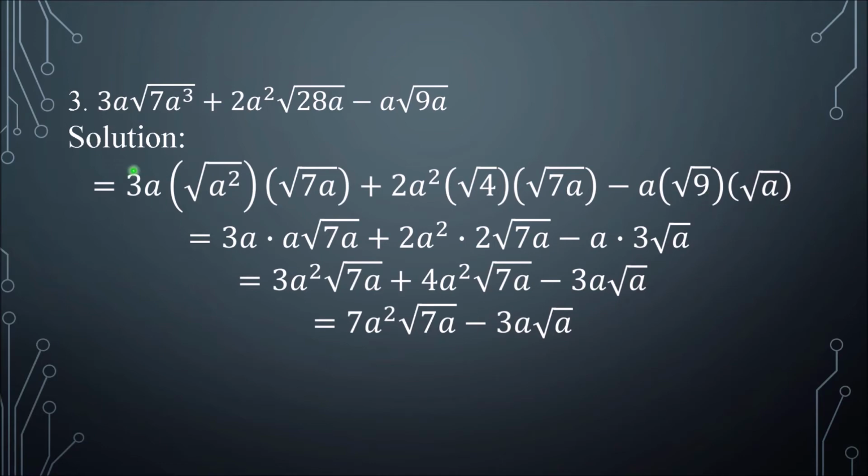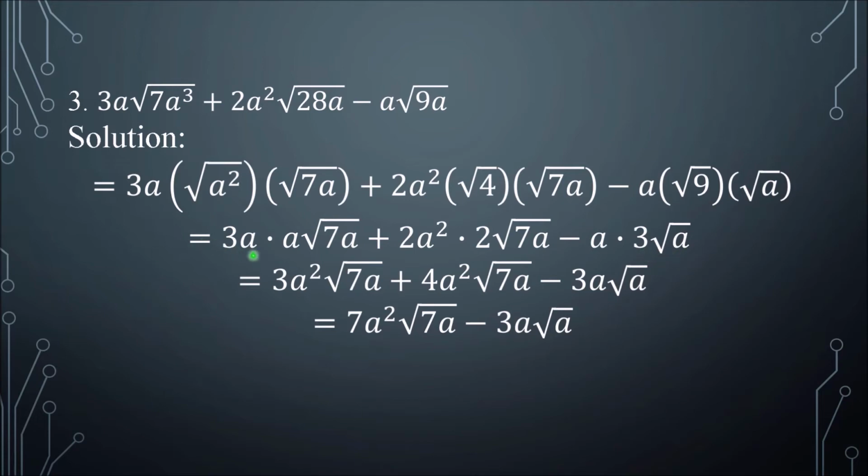Now, let's simplify. 3a, square root of a squared is a. Then plug in square root of 7a. Now, 2a squared, square root of 4 is 2. And then plug in square root of 7a. Minus a, square root of 9 is 3. And then plug in square root of a.